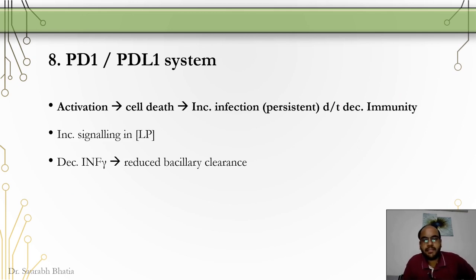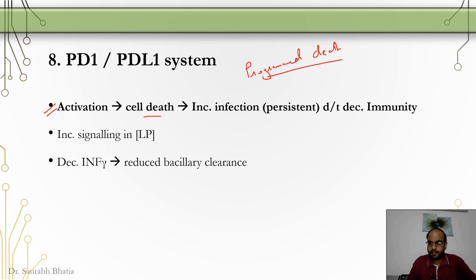PD1 and PDL1 system. This is the eighth player in our action in immune unresponsiveness. So PD is programmed death, and it works similarly to apoptosis. The activation of the PD1 or PD ligand 1 system leads to cell death. Okay, and we are talking about the death of immune cells.